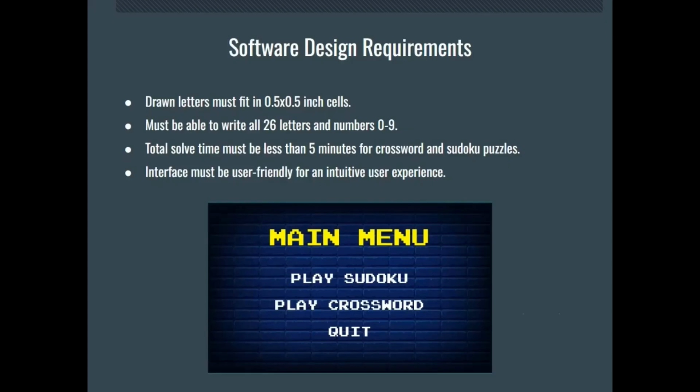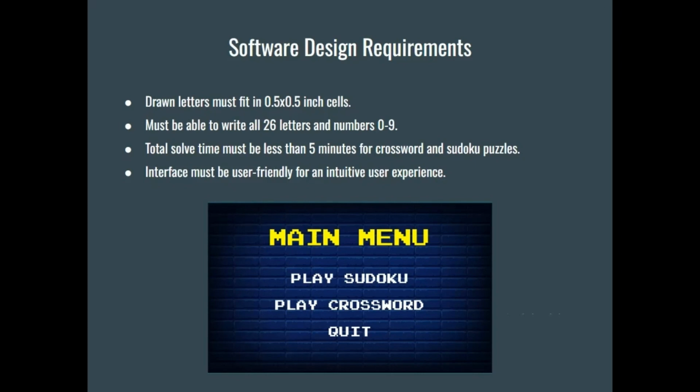Our software design requirements went hand in hand with our hardware requirements. First, drawn letters must fit in 1/2 inch by 1/2 inch cells. The robot must be able to write all 26 letters and numbers 0 through 9. The total solve time for both crossword and Sudoku puzzles must be less than 5 minutes, including the read time, solve time, and the time to write on the paper.